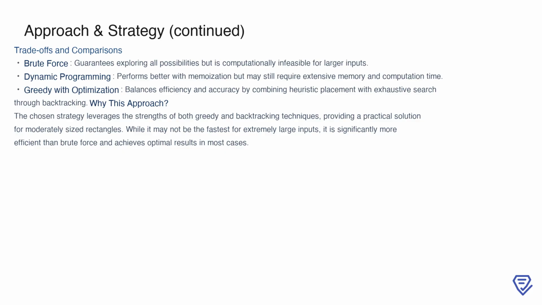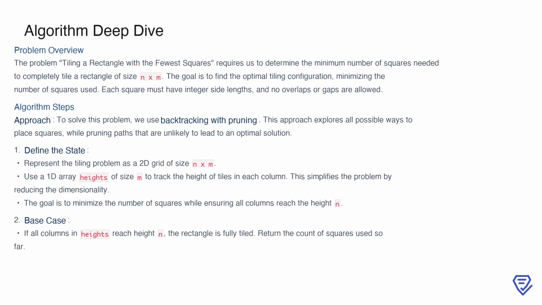solving this tiling challenge. The problem we're tackling here is to tile a rectangle of dimensions n by m using the fewest number of squares. Each square must have an integer side length, and they must fit perfectly without any overlaps or gaps. The challenge lies in finding the optimal arrangement of these squares to minimize their total count. To solve this, we employ a backtracking approach with pruning to systematically explore possible configurations while cutting off paths that are unlikely to lead to an optimal solution.